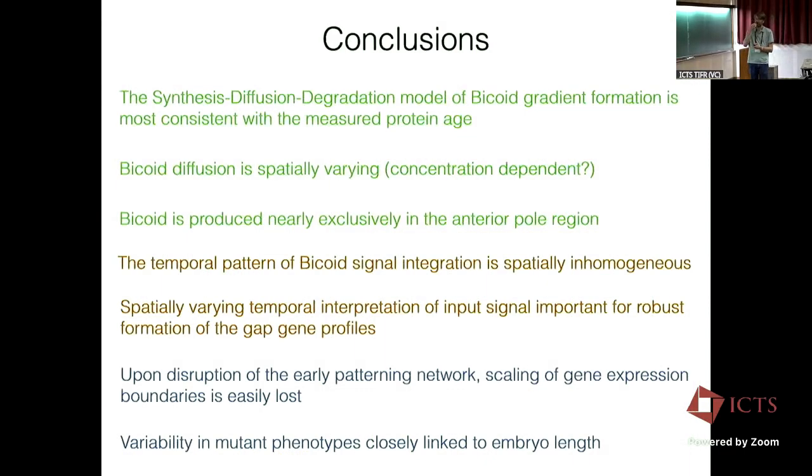So basically, just to conclude, the synthesis diffusion degradation model seems like the most consistent way of describing gradient formation. We used two different approaches. We measured protein age, and we used fluorescence correlation spectroscopy and SunTag, and all basically support this as a good qualitative model, so long as you make some sensible adaptations.